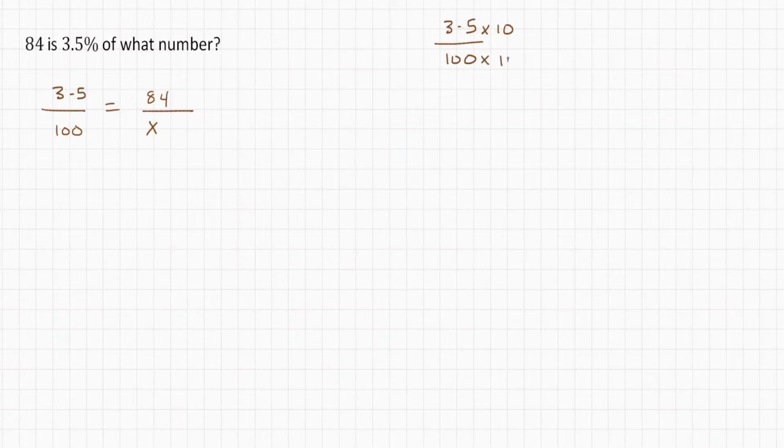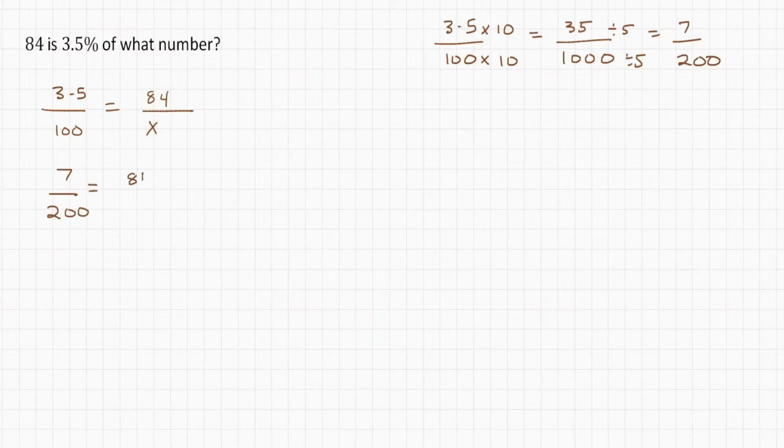So I also multiply the denominator by 10. So I have 35 divided by 1000. This you can divide by 5, numerator and denominator. So we now have 7 divided by 200. So therefore, 7 over 200 is equal to 84 divided by x.